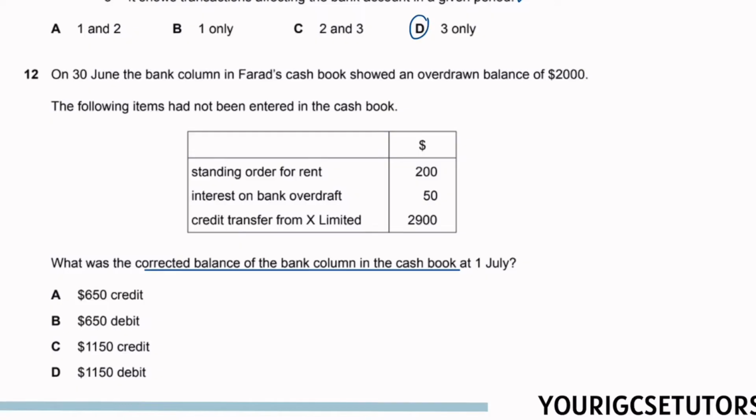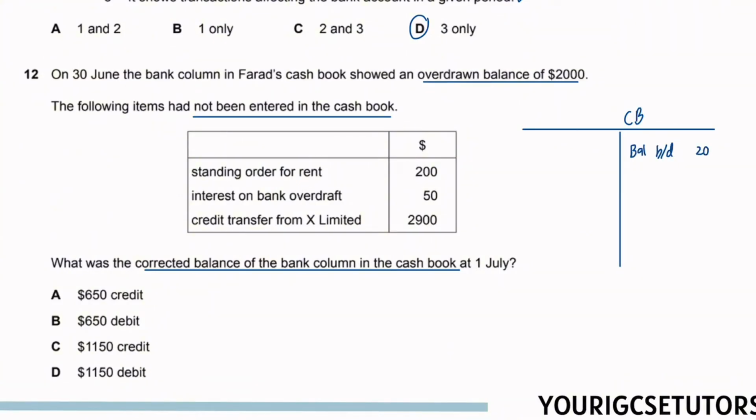On 30th June, the bank column in the cash book showed an overdrawn balance of 2,000. The following items had not been entered in the cash book. So what is the correct balance of the bank column in the cash book at 1st July? For this one you need to draw a cash book. Because it is an overdrawn, the balance is on the credit side. So be aware of this. Then first, standing order for rent. A standing order is a payment, so it's on the credit side. So just write the short form, SO 200.